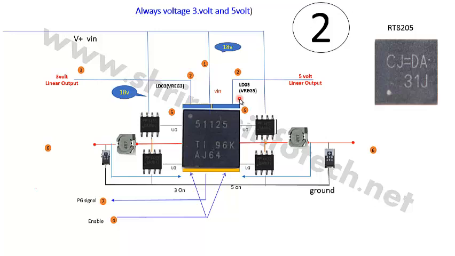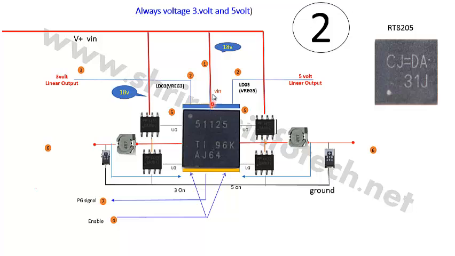So whenever you see the pin VREG3 or VREG5, you should get 3 volt here. Just remember this point, it is very important. So let's begin. Now when we apply the power, it goes to the chip's VIN pin. The VIN pin got the power, that is 18 volt.